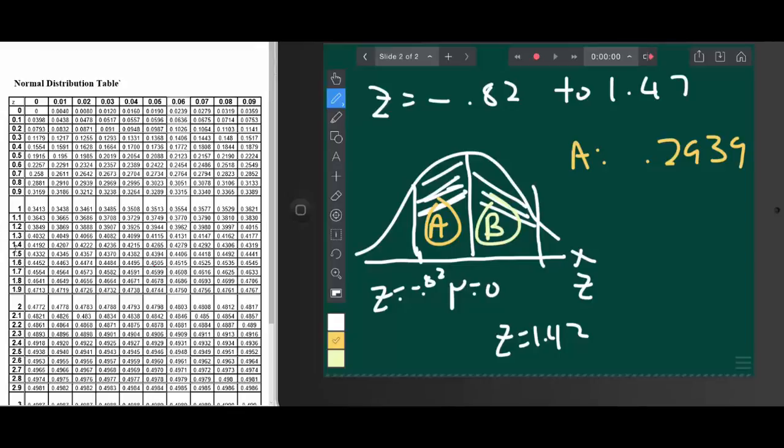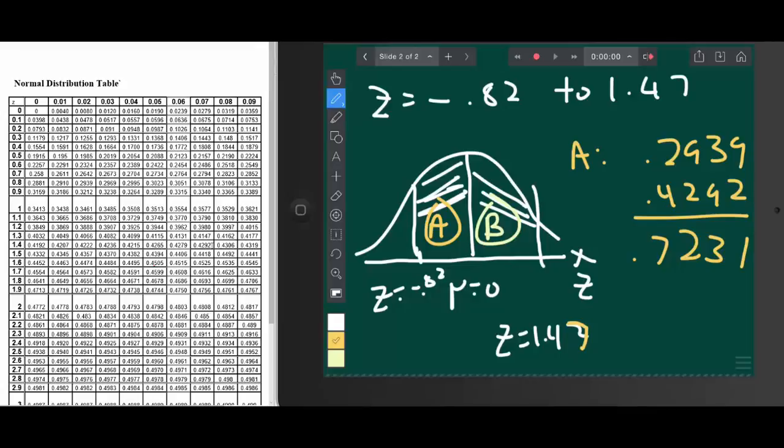And then area B, which is 1.47 standard deviations above the mean. So I'll go to 1.4, get myself lined up here and stay straight on the screen. It looks like 0.4292. That's area B. And so we'll just add those up, and if I did my adding correct, that would be 0.7231.